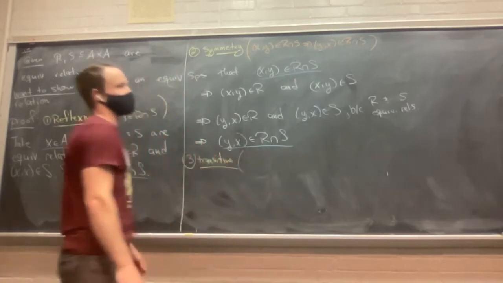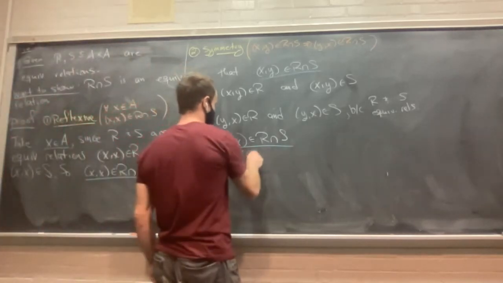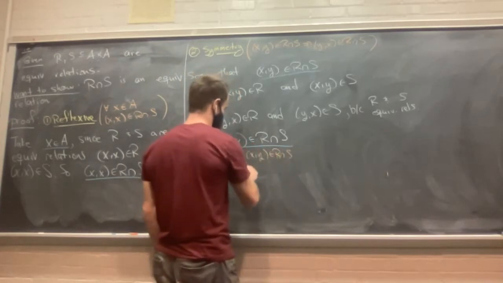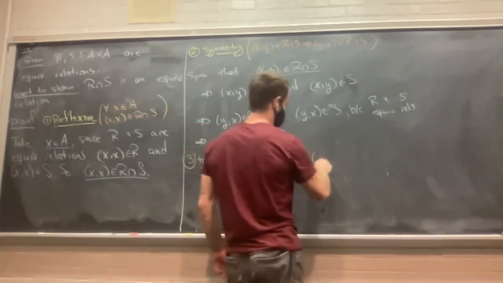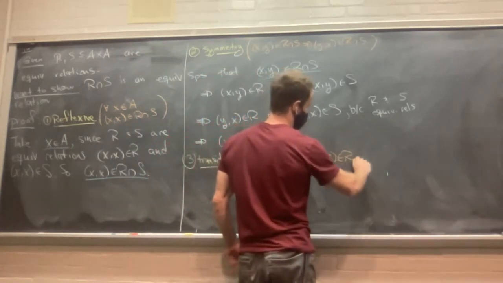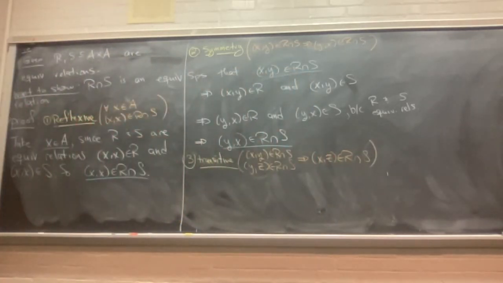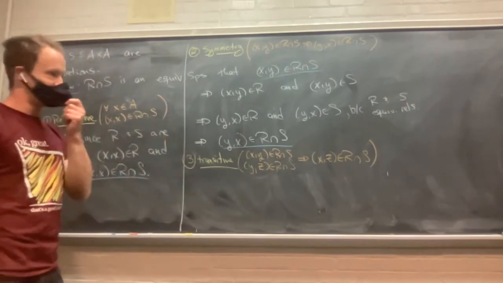So let's blueprint what would need to be done for that. We would need (x, y) in R intersect S and (y, z) in R intersect S to imply that (x, z) is in R intersect S. That's what we need, right? That's the transitivity, but using the set notation and applied to our R intersect S. So let's get going. We're going to essentially do the same kind of thing.